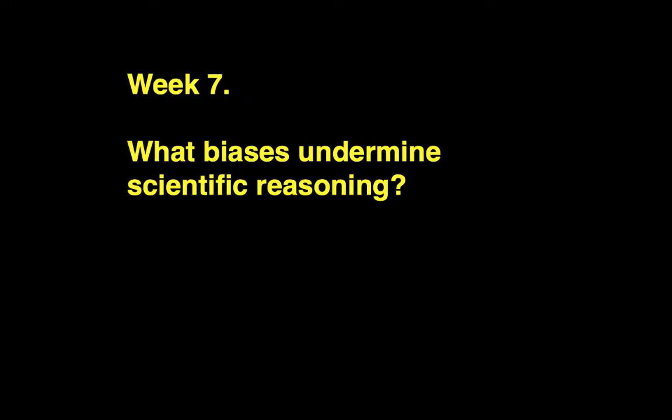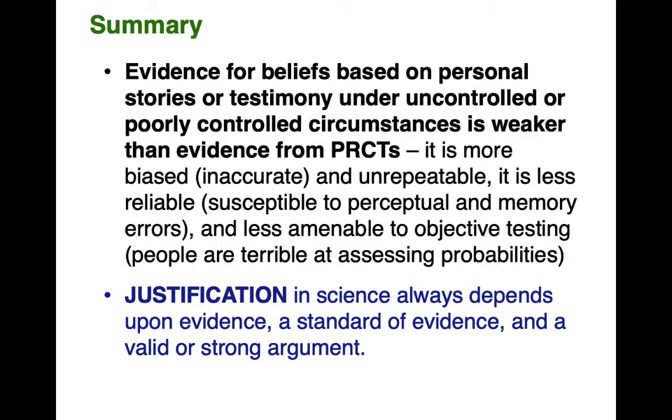What biases undermine scientific reasoning? Let me summarize what I've said thus far. Evidence for beliefs based on personal stories or testimony under uncontrolled or poorly controlled circumstances is weaker than evidence from peer-reviewed randomized controlled trials. It is more biased, inaccurate, and unrepeatable. It is less reliable, that is, susceptible to perceptual and memory errors, and less amenable to objective testing. People are terrible at assessing probabilities. Justification in science always depends upon evidence, a standard of evidence, and a valid or strong argument.